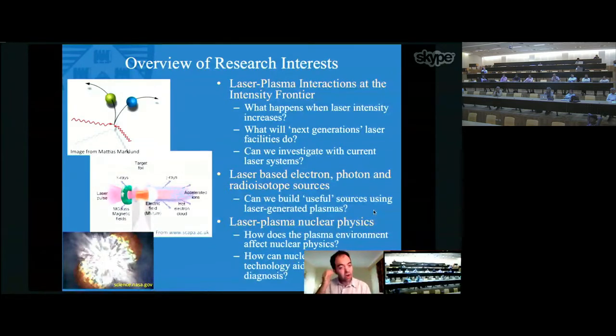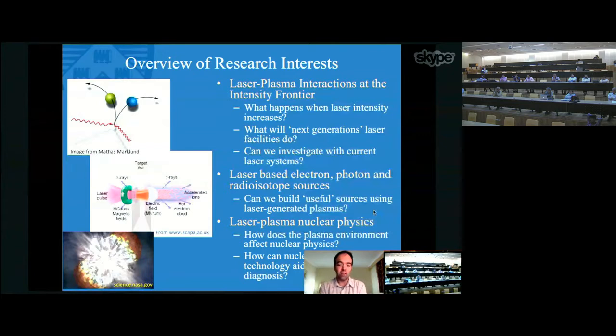I won't have very much time to talk about this, but I'm more than happy to start an email conversation or have a further conversation in the future about the work that I do with laser plasma nuclear physics. So studying how plasma effects can cause changes in nuclear half-lives and nuclear reaction rates.